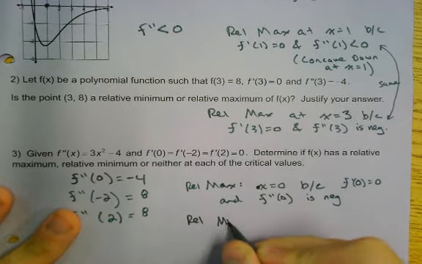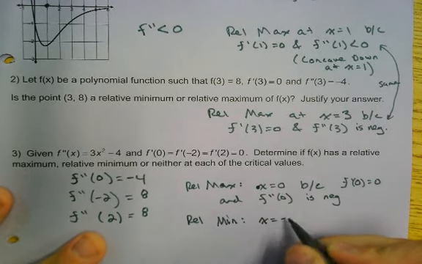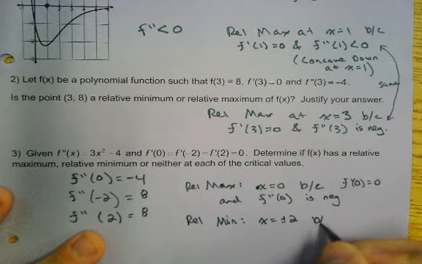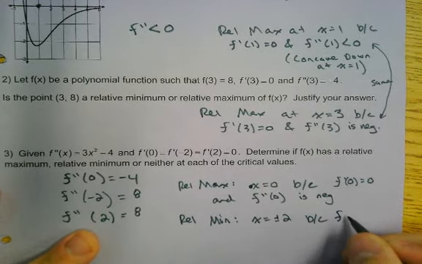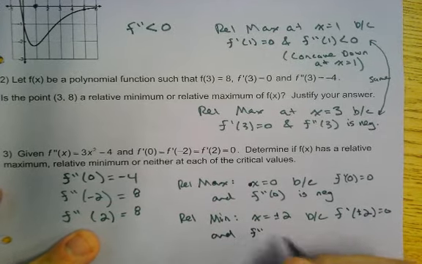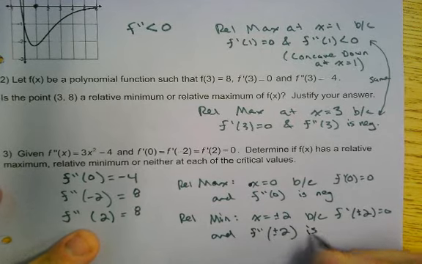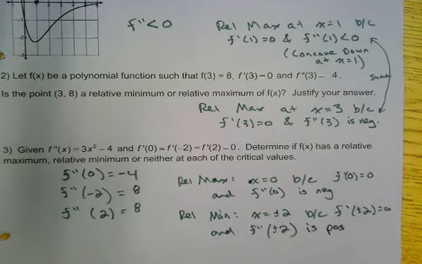Alright, and we have a relative min where? Plus or minus 2. Because f prime of plus or minus 2 is equal to 0, and f double prime of plus or minus 2 is positive. That's it.